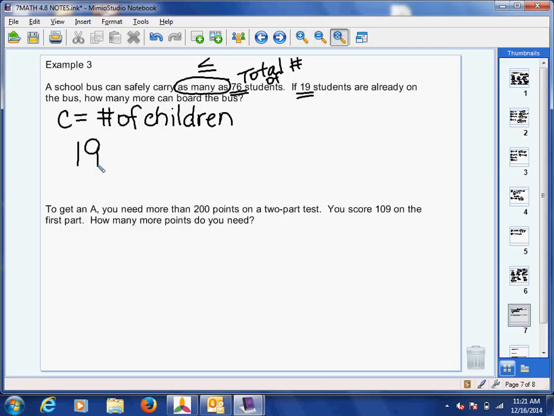And we want to add more kids to the bus, but I don't know how many that is. So it's 19 plus C, but I can't go over 76. So that has to be less than or equal to 76. Can we switch the C? Yes, if that makes you feel better, you can do C plus 19. That doesn't hurt anything.